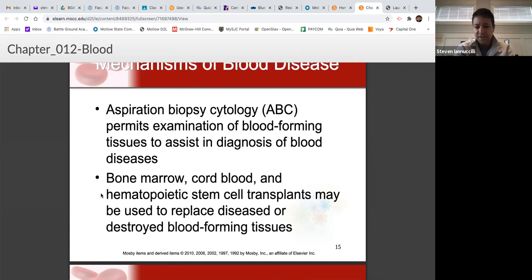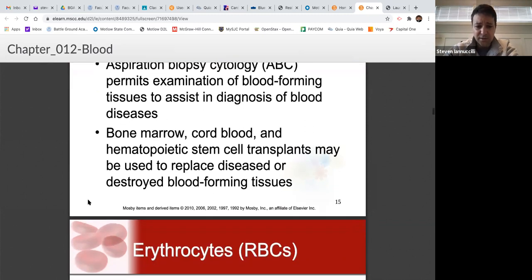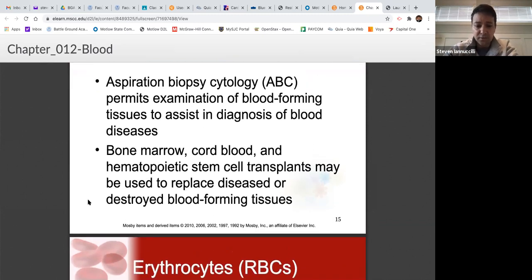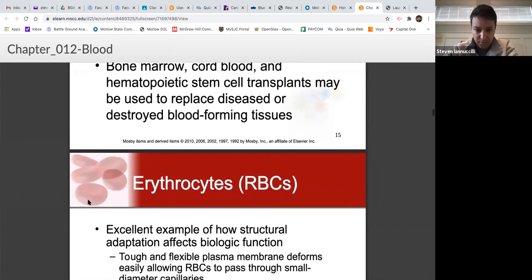Okay. And the idea is that those cells will replace the diseased cells, and that hopefully they'll destroy the cells that are the problem cells in the body. That's the hope. Okay. Sometimes it works, sometimes it doesn't. There are lots of studies that show varied results with both bone marrow transplants and cord blood transplants.